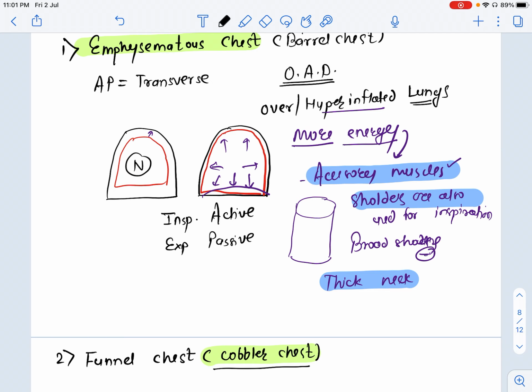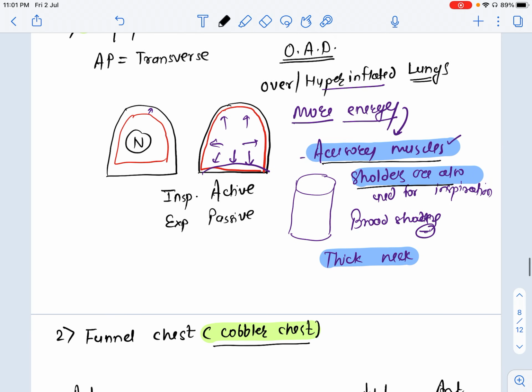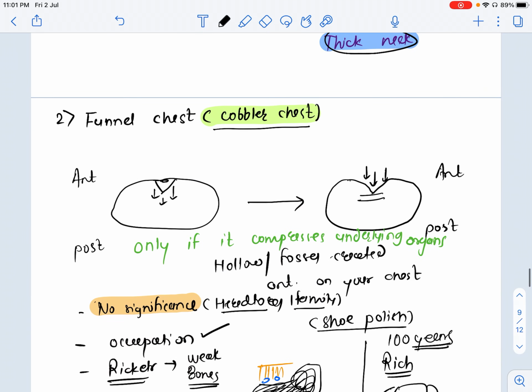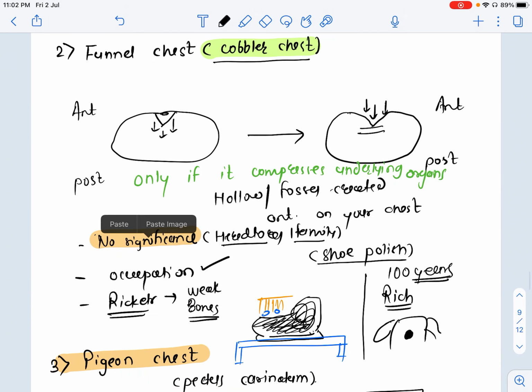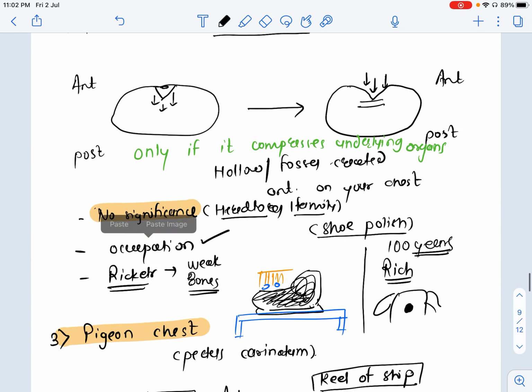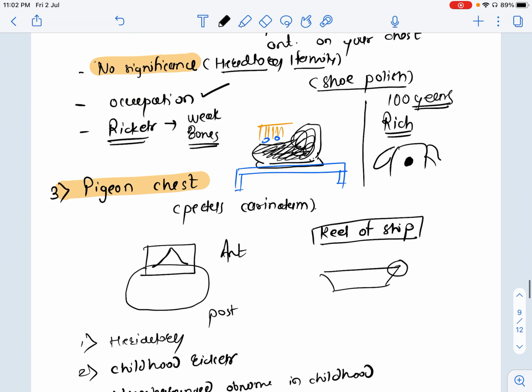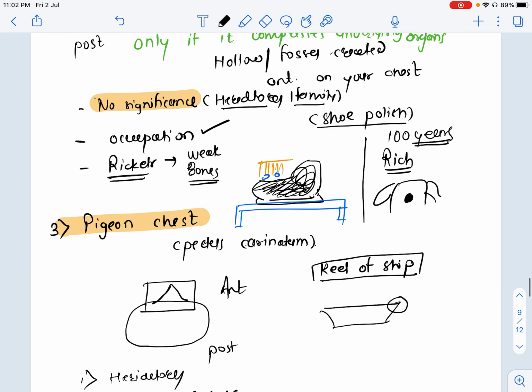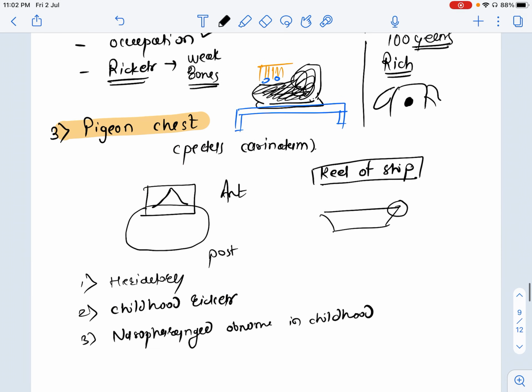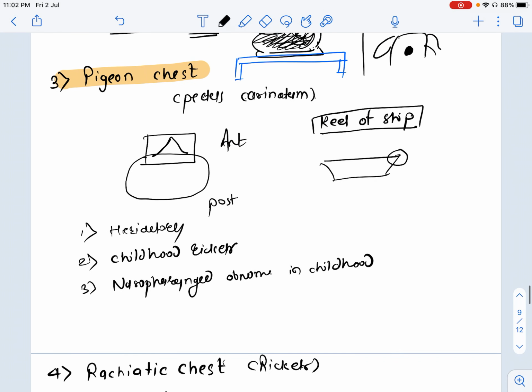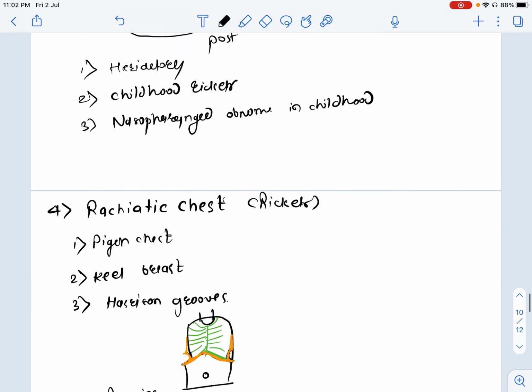Overinflated lungs. Therefore, to inflate an overinflated lung, you need more energy. Therefore, accessory muscles will be active, and the shoulders are also used for inspiration. So broad shoulders and thick neck. This is how you identify emphysematous chest. Second is a cobbler chest, obviously an anterior hollowing. Third is a pigeon chest. Both of these are seen in rickets, or the funnel chest related to occupation. And a pigeon chest may be seen in some kinds of nasopharyngeal obstruction in childhood.